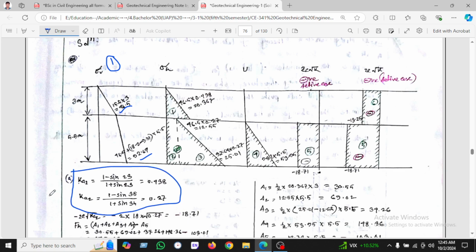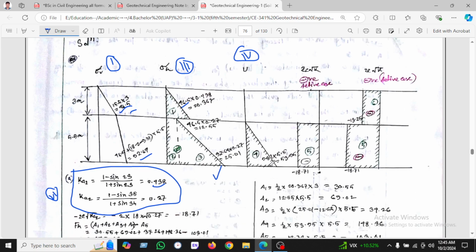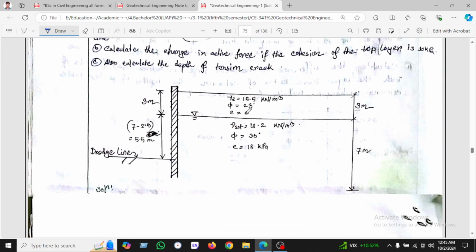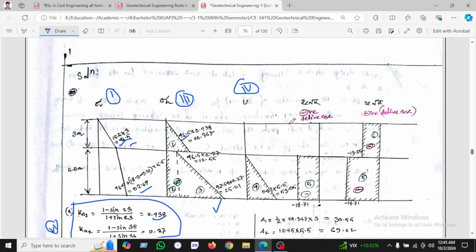stress, effective stress, which is gamma prime into z, and then we will calculate the coefficient, which is k, and we will draw the diagram here, number step 4, which is gamma prime h, which is k into gamma b. K we know 0.3 and gamma b is 0.46, and found in this way calculating here. And then we will draw number 4, the water pressure, which is water pressure into 5.5.